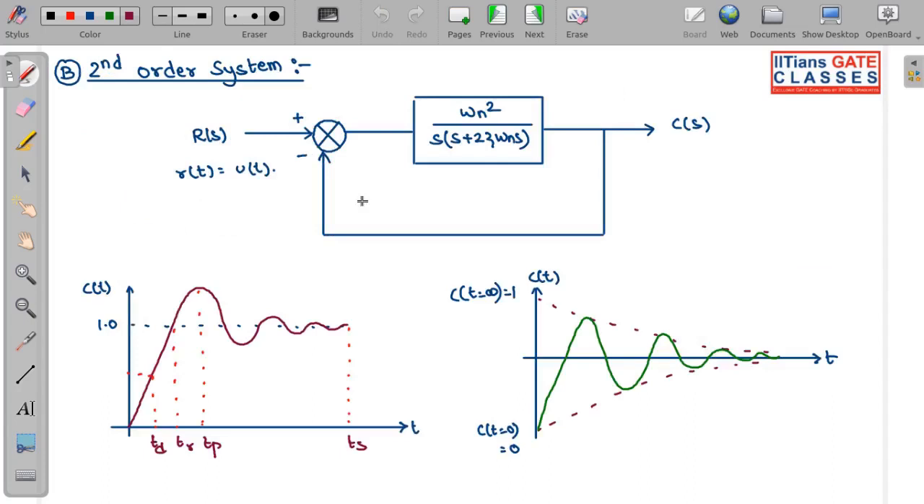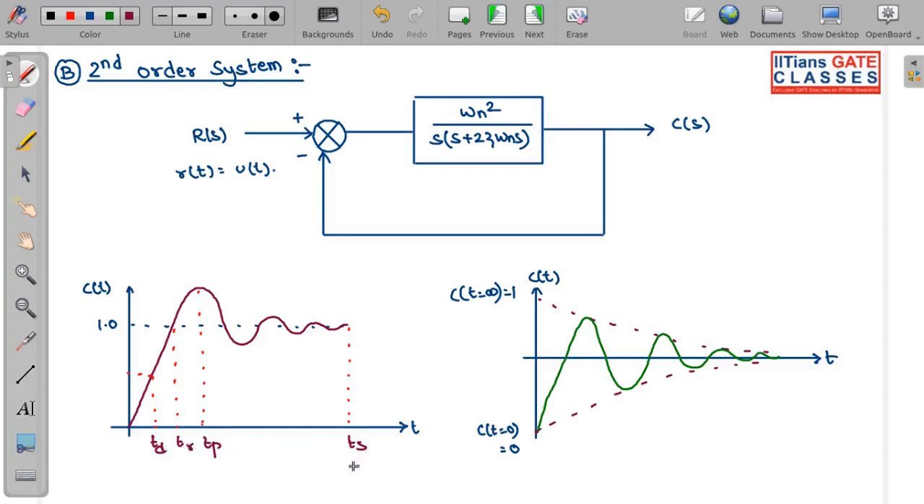So the next we have over here is our second order system. In the second order system, here also I am applying the input as a step. So your step response, your C of t, looks like this, or I can even draw it like this, but note that I have kept this point as 0. So what is delay time, rise time, peak time and settling time?